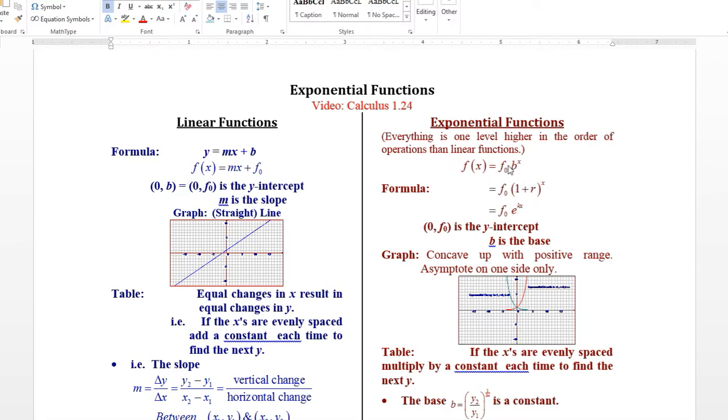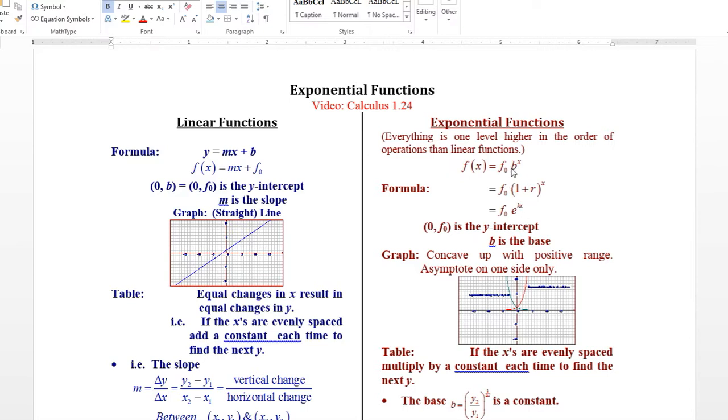So it turns out that this base is a constant if it's an exponential function, just like the slope is a constant over here if we're doing linear functions. Now, another way to see these is the base is 1 plus r, where r is a percentage rate of growth. So exponential functions are functions which have a constant percentage growth. Linear functions have a constant rate of growth. So, for example, something going up by $500 a year would be linear growth, a linear function. Something that's going up by 5% each year would be exponential growth.